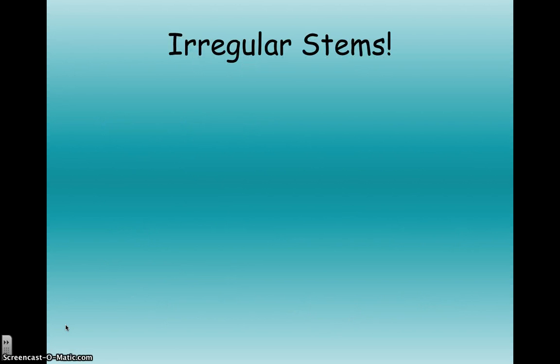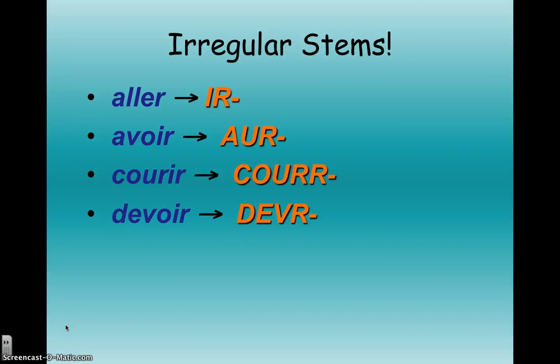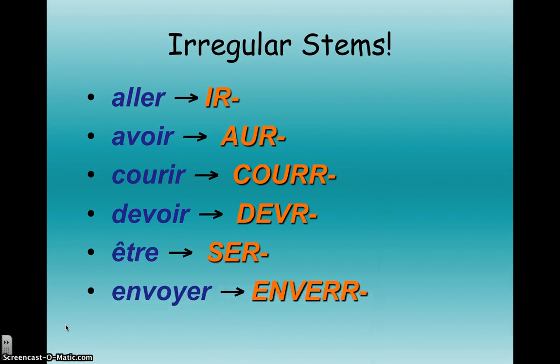Now, of course, we're going to run into some irregular stems. All right, here they are for us. Aller, avoir, courir, devoir, être, envoyer, faire. Are they looking familiar? I hope so. These are the same irregular stems as the future simple. Alright, so if you have all your irregular stems, if you memorize them from the future simple, then you're all set because they are absolutely the same.